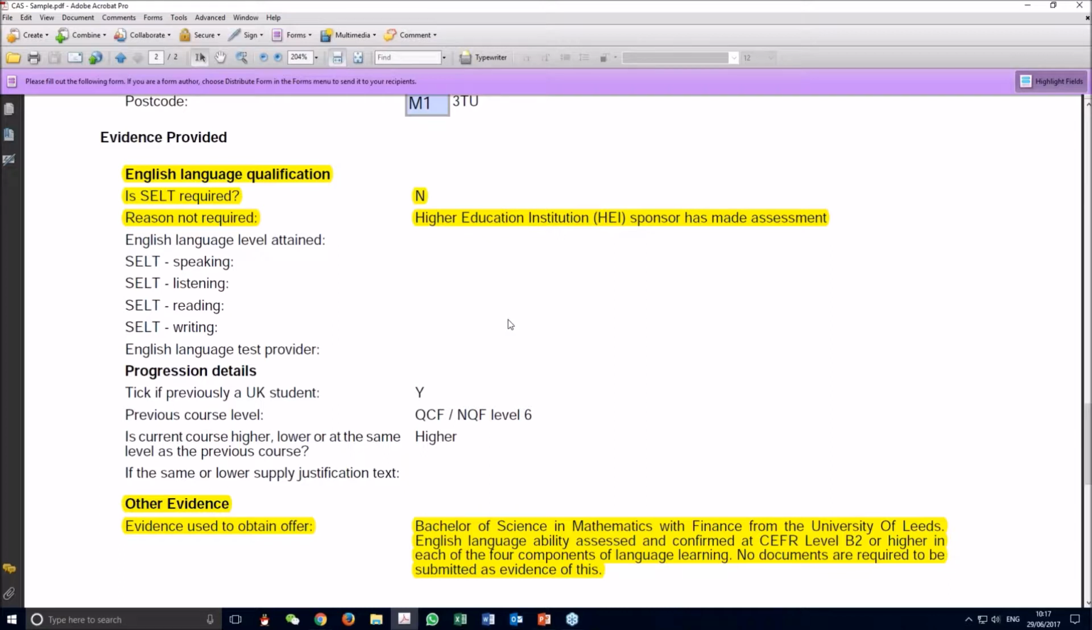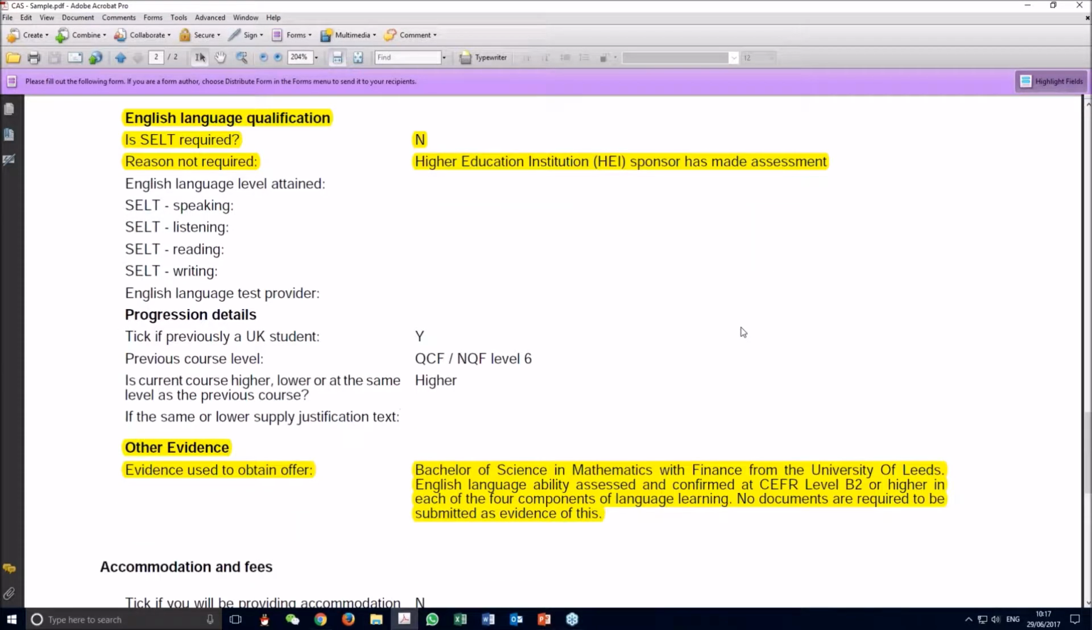It can be assessed by many other means, as long as the university is satisfied that you reached the required English level. So in this case, the university says we don't need to test the students by IELTS, and we are happy because the higher education institution, as the university, has made their own assessment. Okay, so no evidence for English language level in this case needs to be provided for visa.